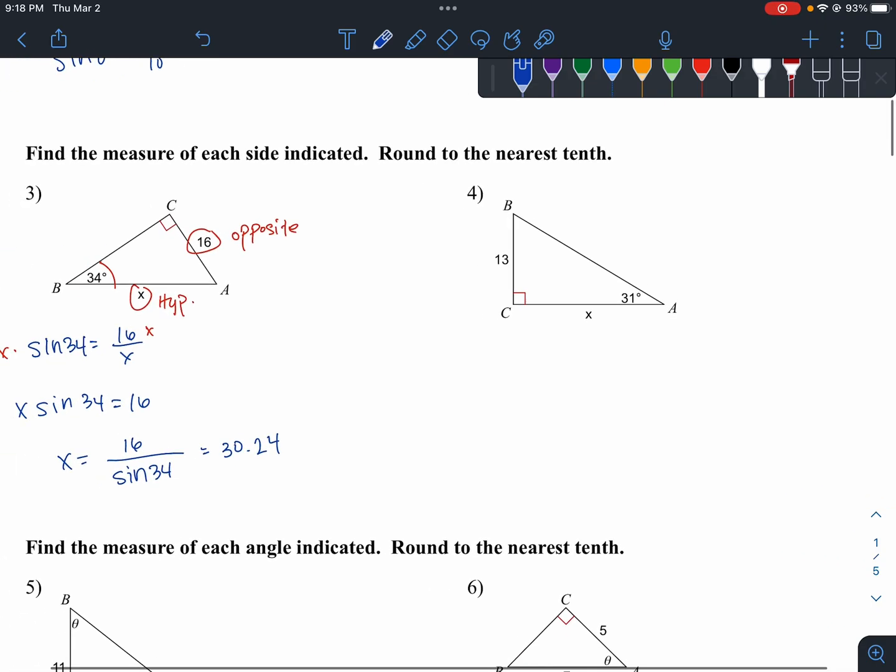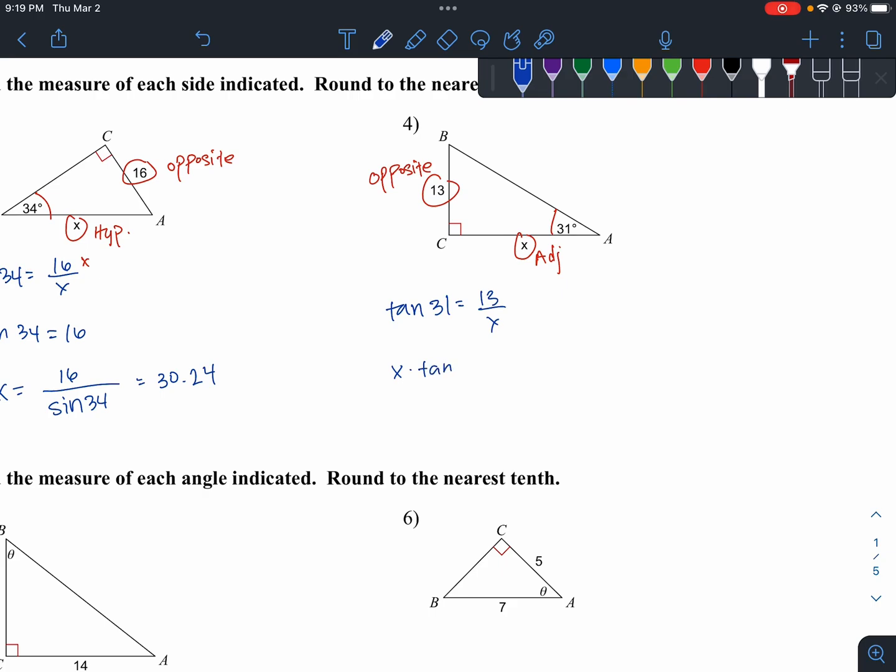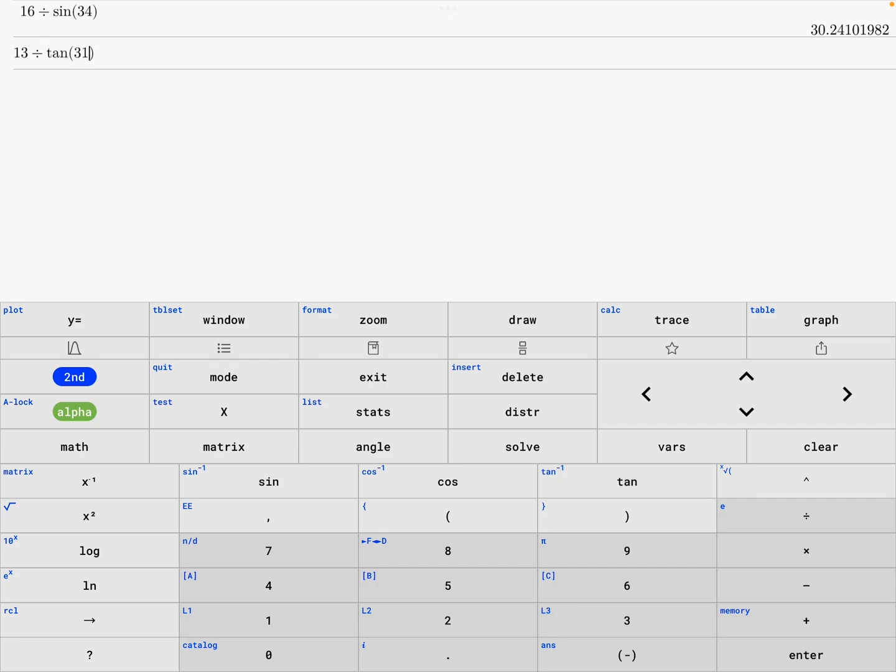Okay, let's try B. So for B, round to the nearest tenth, and let's do this one right here. So we have this angle right here. We have the side that is opposite, and we have a side that is adjacent. And which ratio uses the opposite and adjacent? Well, that's going to be tangent. So tangent of 31 is going to be equal to 13 over x. Same thing, we're going to multiply x on both sides, so I get x times tangent of 31 is equal to 13, and divide by tangent 31, so x is equal to 13 divided by tangent of 31.